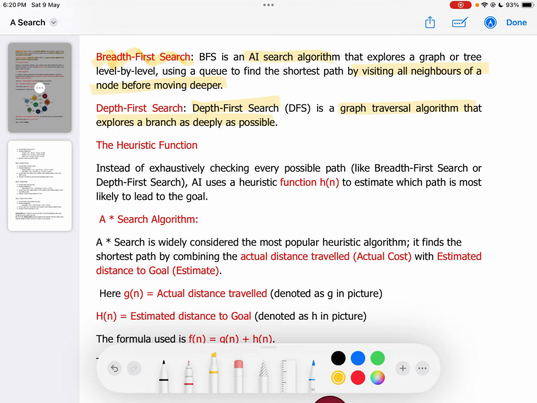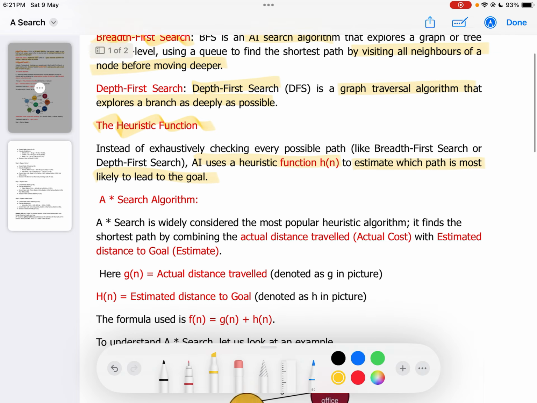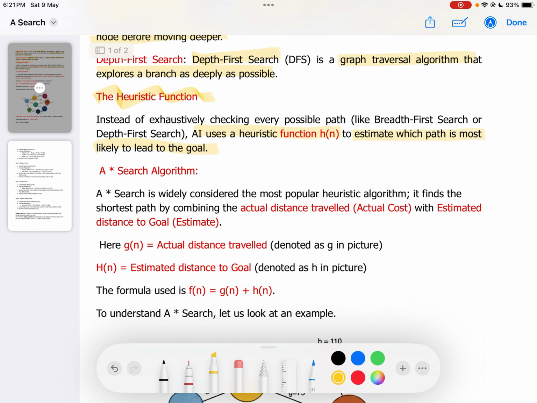Now we talk about the heuristic function. Instead of checking breadth first and depth first, AI uses a heuristic function to estimate which path is most likely to lead to the goal. Now, in this, we have the A star search algorithm. What is the A star search algorithm? It's one of the most popular heuristic algorithms.